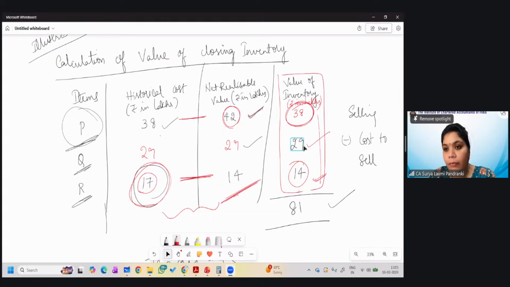29 only. Ma'am, you're saying if both are same, then the value of inventory will be same. If both are different, the first value will be the value of inventory. Not the first value, whichever is lower. If you see, in the first case, P, 38 or 42, whichever is lower. Which one is lower? 38. So I've taken that. But in R, 17 or 14, whichever is lower, I've taken 14. No, you can't say the historical cost only will be the value of inventory. It will be the lower of both of them. Whatever is lower, that is only taken.